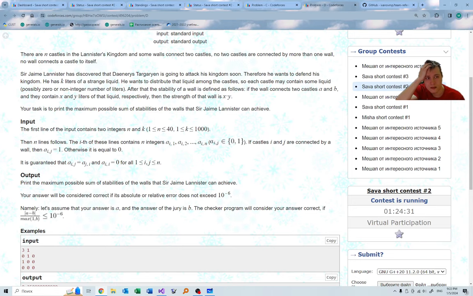Castle is like a polygon. It's a graph. Yeah, it is a graph.